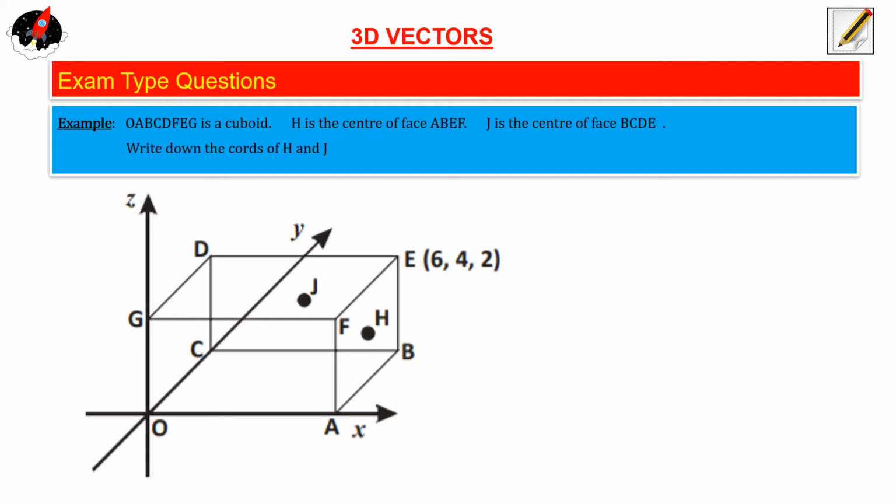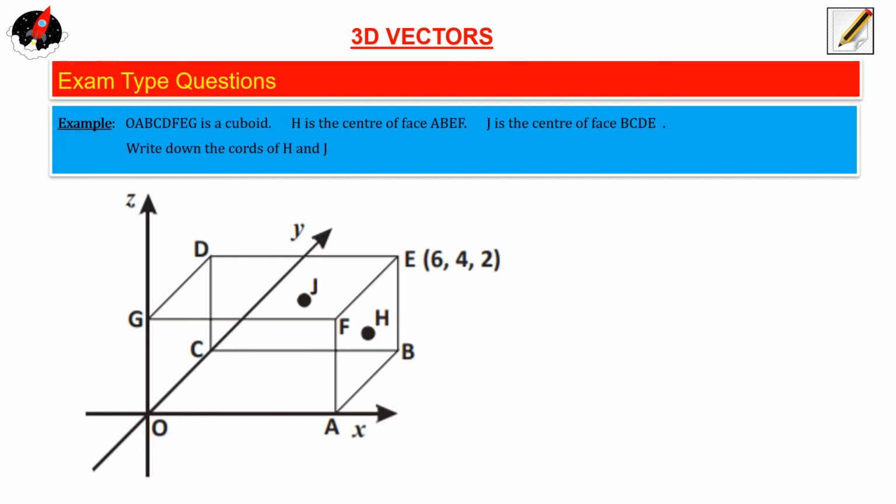Okay, so we're at the last part of today's lesson and we're going to look at a couple of exam type questions. When we're doing these questions, the important thing to remember is your shape properties. Here we've been given a cuboid and we've been told that H is the centre of the face ABEF and J is the centre of the face BCDE. Now with a cuboid you should remember that opposite edges are equal in length and parallel to each other. This will help us when we're trying to find the coordinates of H and J.